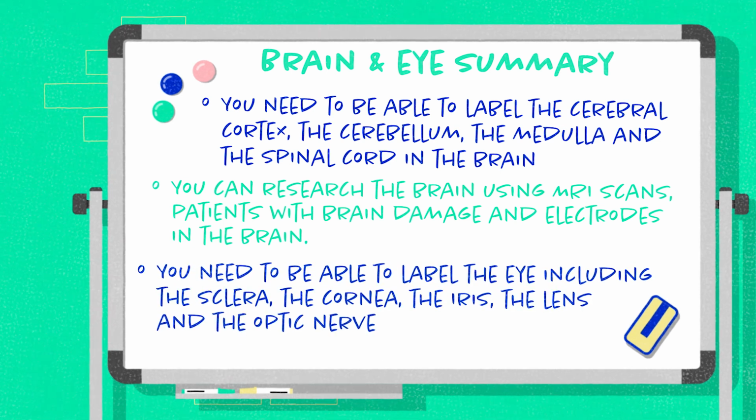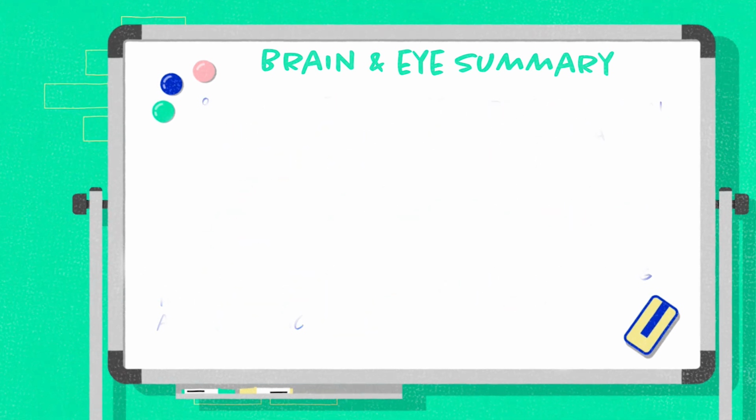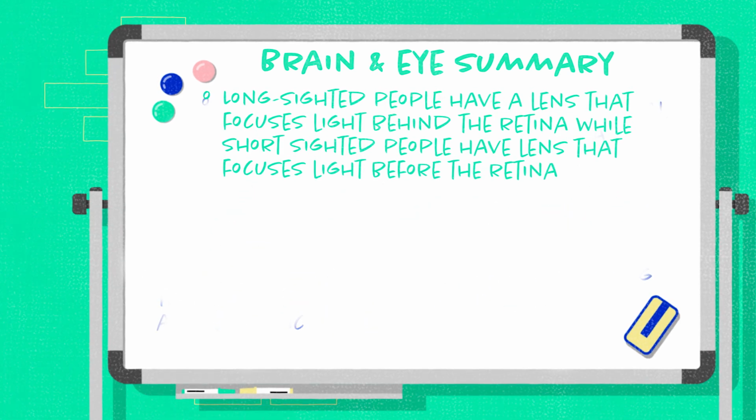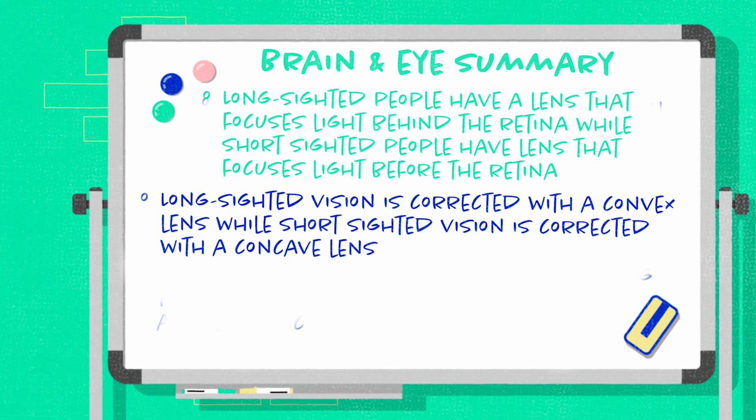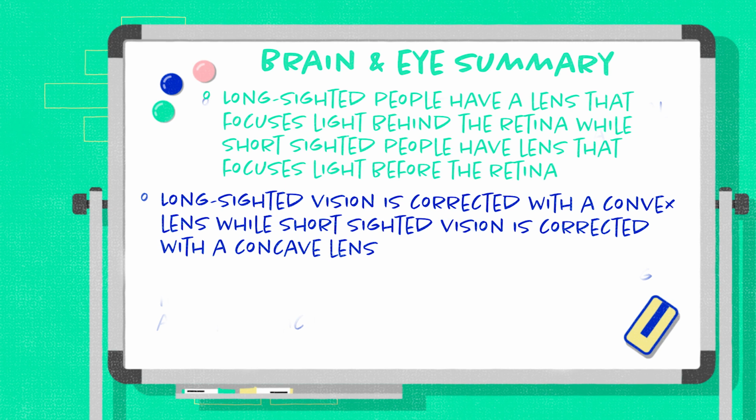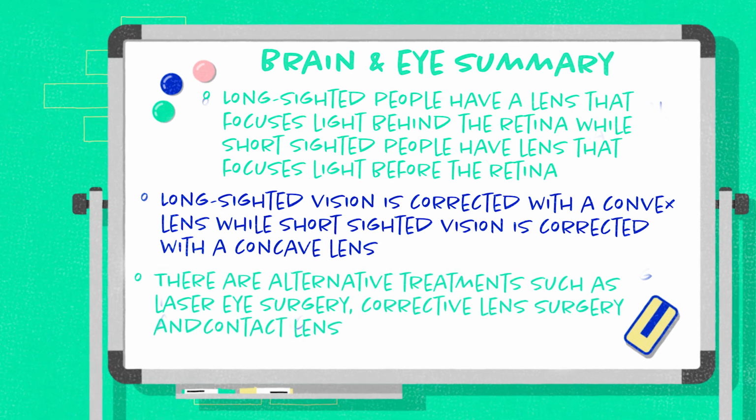You will need to be able to label the eye, including the sclera, the cornea, the iris, the lens, and the optic nerve. You need to know that long-sighted people have a lens that focuses light behind the retina, while short-sighted people have a lens that focuses light before the retina. Long-sighted vision is corrected with a convex lens, while short-sighted vision is corrected with a concave lens. There are alternative treatments such as laser eye surgery, corrective lens surgery, and contact lens.